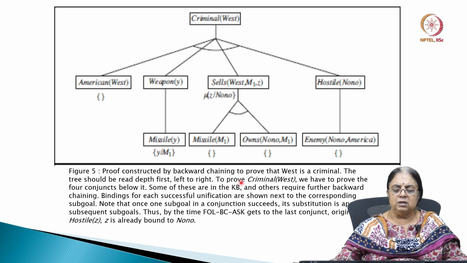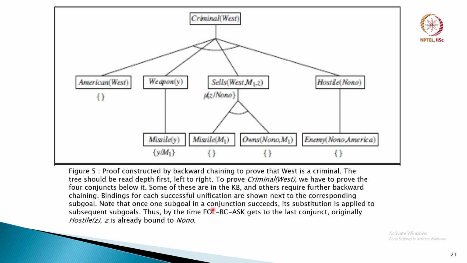So to prove criminal West, we have to prove the 4 conjuncts below it. Some of them are in the knowledge base and others require further backward chaining. And the binding has to be done. The appropriate substitution will have to be done. And whenever one sub-goal succeeds, for example, Y you are putting as M1, you are going to continue putting Y as M1 in all the other parts on the right side of it.